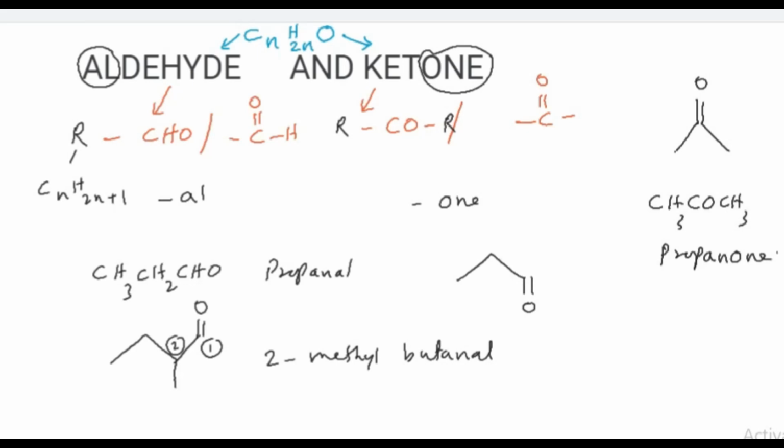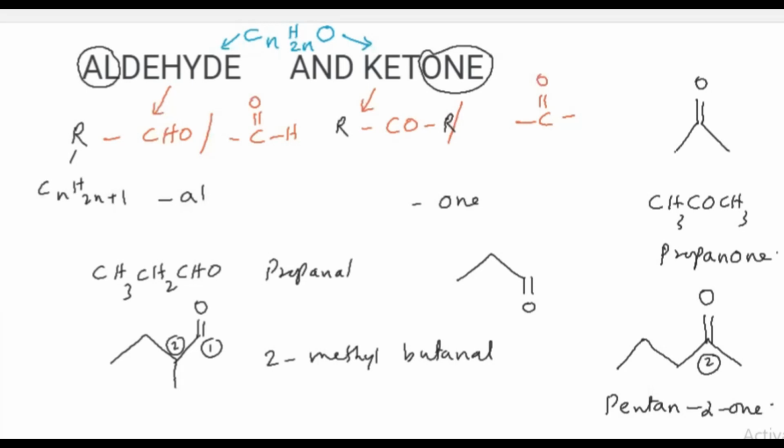If we increase the length of the carbon chain like this, then we will have to mention the position of the ketone. So if you select the longest chain, this is the longest chain, which contains 5 carbon atoms. So this is pentanone, but the ketone is present on the second carbon. So that's why this is pentan-2-one.